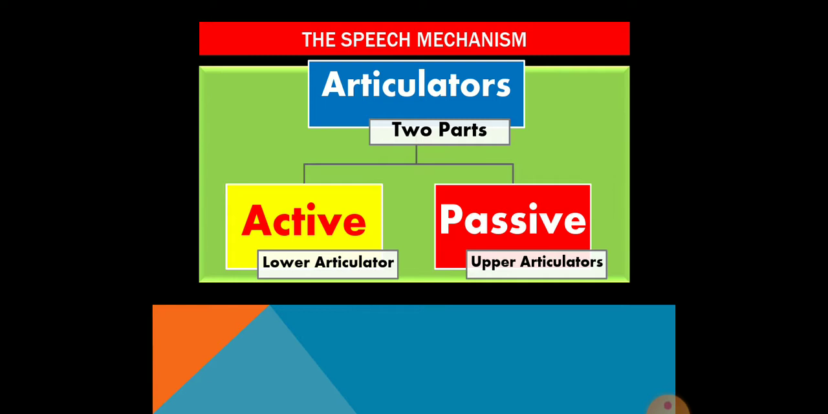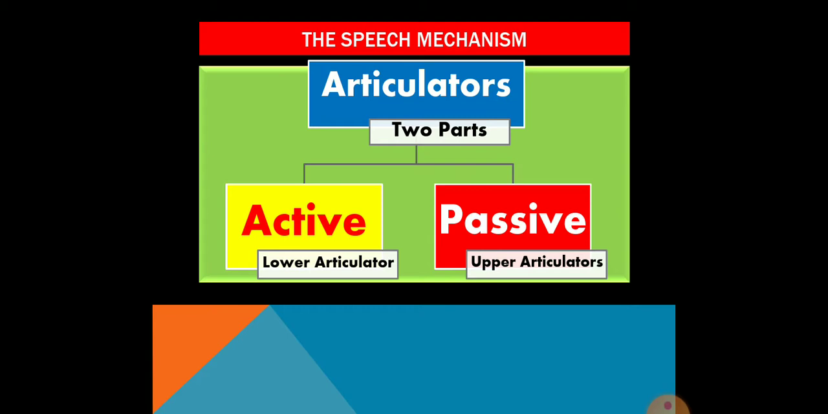The active articulators in the mouth are the tongue and lower lip, etc. And one more point is here. You can see that the active articulators are also called lower articulators because they are always on the lower side in the mouth of the jaw. That's why we call them the lower articulators.